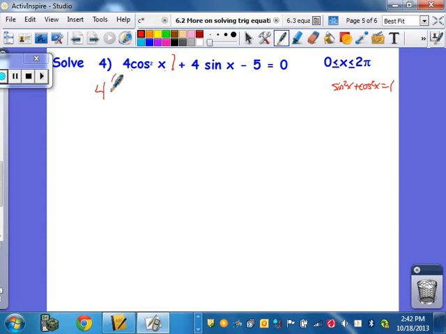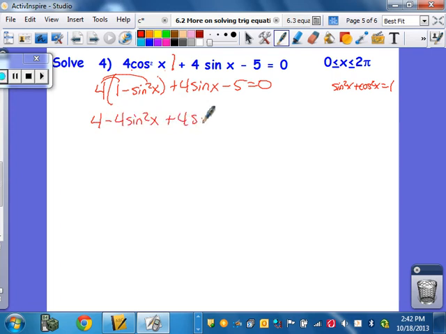So 4 times this guy solved for itself over there is 1 minus sine squared x, plus 4 sine x minus 5 equals 0. So that's kind of the process I worked through on that, and now it's just algebra. So you distribute the 4 in, 4 minus 4 sine squared x plus 4 sine x minus 5 equals 0. Just like the previous problem, I'm going to add the 4 and the negative 5 together. So I get minus 4 sine squared x plus 4 sine x minus 1 equals 0.